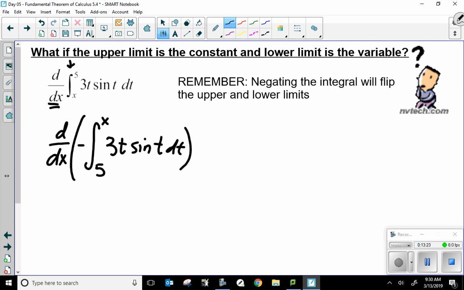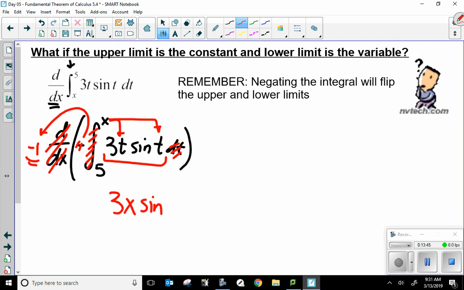So now I can go ahead and proceed. The derivative of my integration cancels, but I still have my negative. That's like -1. I can pull that out here if I really want to. Okay, the x goes in for t's, and everything else goes bye-bye. So it's the negation now. Well, let's do this. It's 3x sine of x, but it's the negative version.